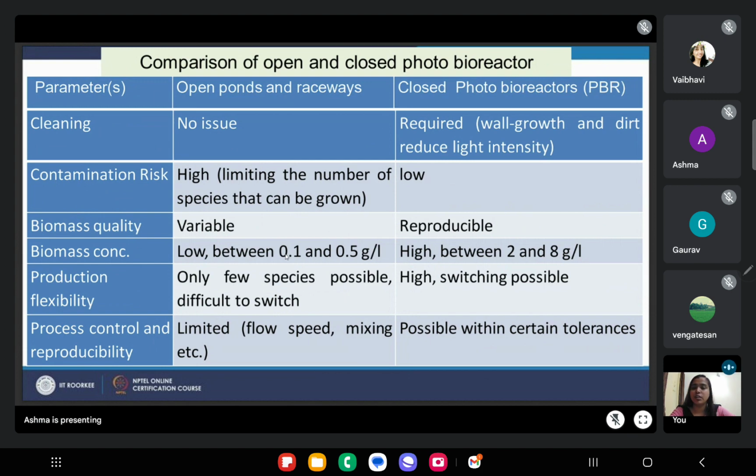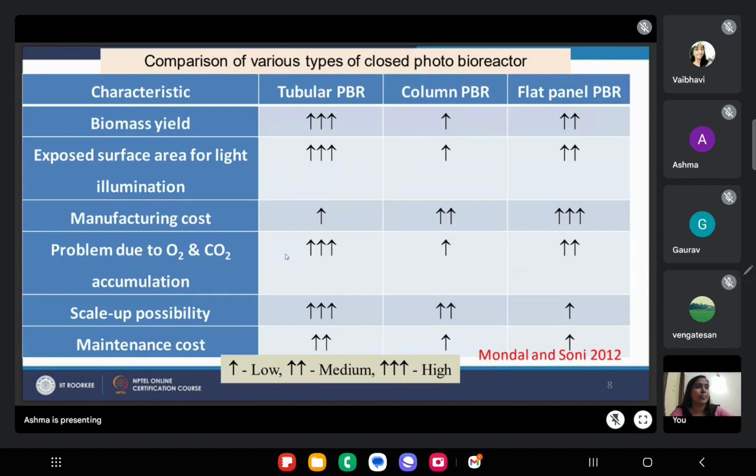Next is process quality and reproducibility. We have limited flow speed or mixing in open ponds, but in closed photobioreactors we can go to turbulent mixing and other conditions, but only up to a certain tolerance limit, because very high mixing and turbulence can inhibit the algae, or can also lead to loss or dying of the algae.